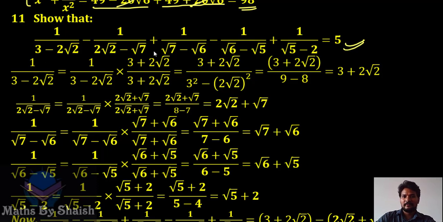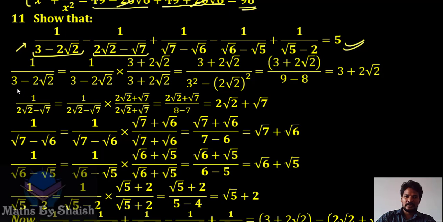So whenever we have this type of question, first of all we need to search for the rationalizing factors. If there are rationalizing factors of each other, like 3 minus 2 root 2, we cannot see 3 plus 2 root 2 anywhere. So we have to rationalize it one by one. 2 root 2 minus root 7, again we cannot see anywhere, so we have to rationalize this also. Similarly for this, and similarly for the last one.